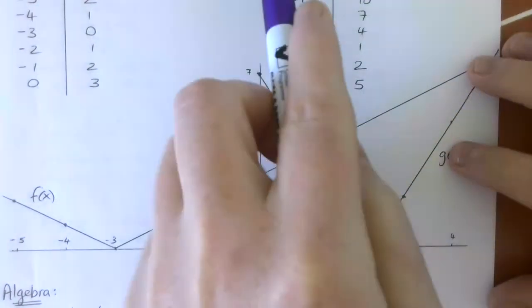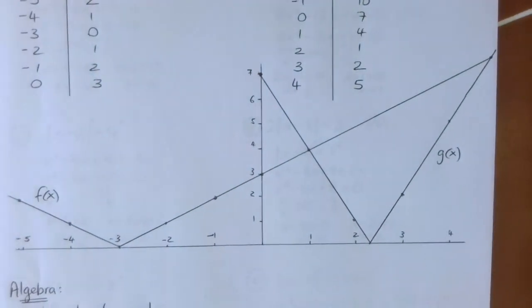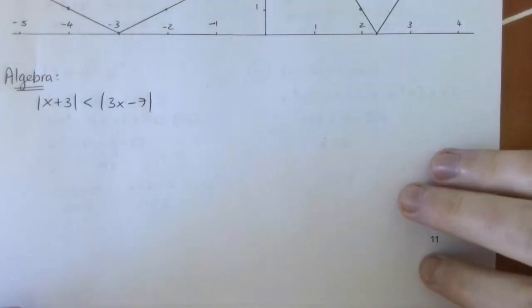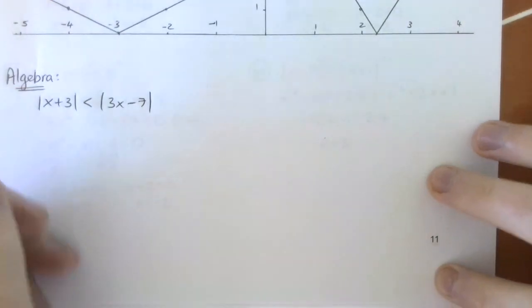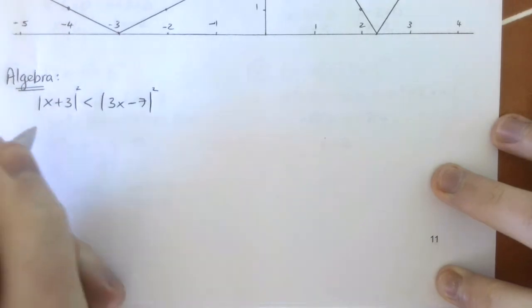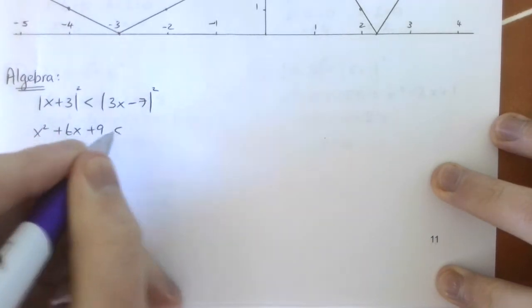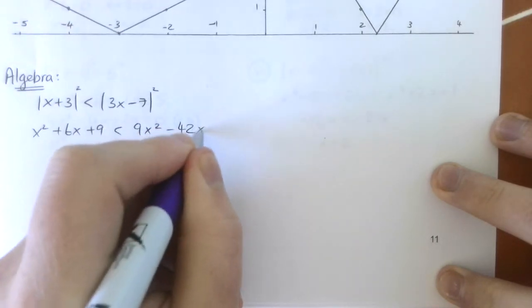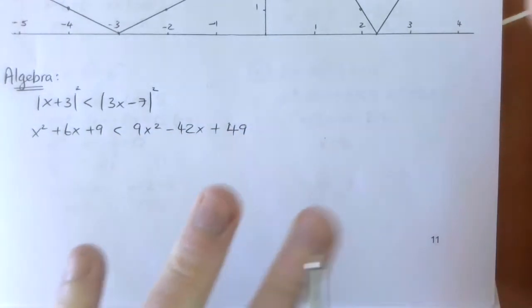Now it does say to solve this algebraically. It's a bit easier to visualize when you can see it graphically, but it's what we're going to do underneath, and then we'll come back to our answers after. So to solve this one here, to get rid of the modulus, I need to square both sides. So it's going to be x squared plus 6x plus 9 is less than 9x squared minus 42x plus 49.